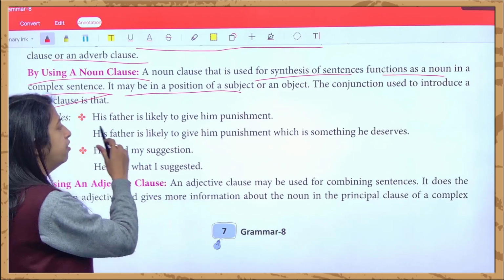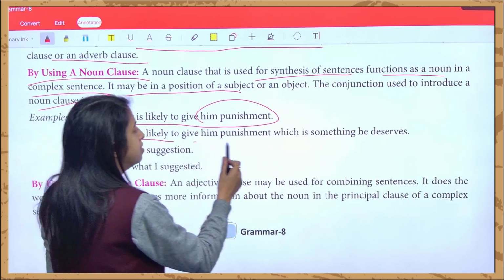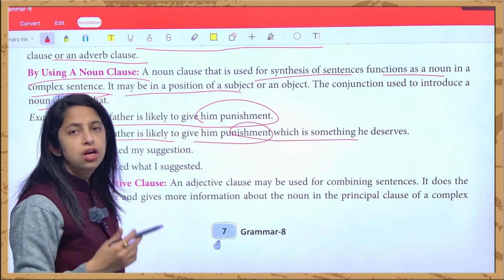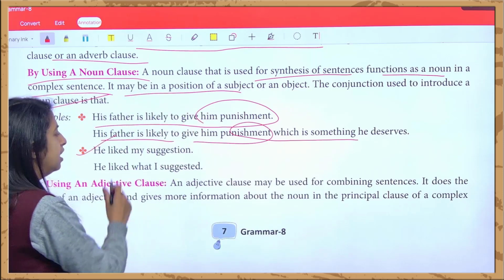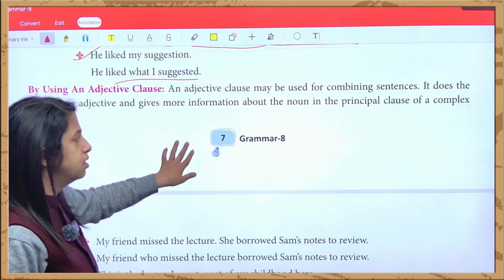For example, her father is likely to give him a punishment. उनको punishment दे रहे हैं. Her father is likely to give him punishment, something वो जो deserve करते हैं. He liked my suggestion. He likes what I suggested. जो मैंने suggest किया उसको पसंद आ रहा है.